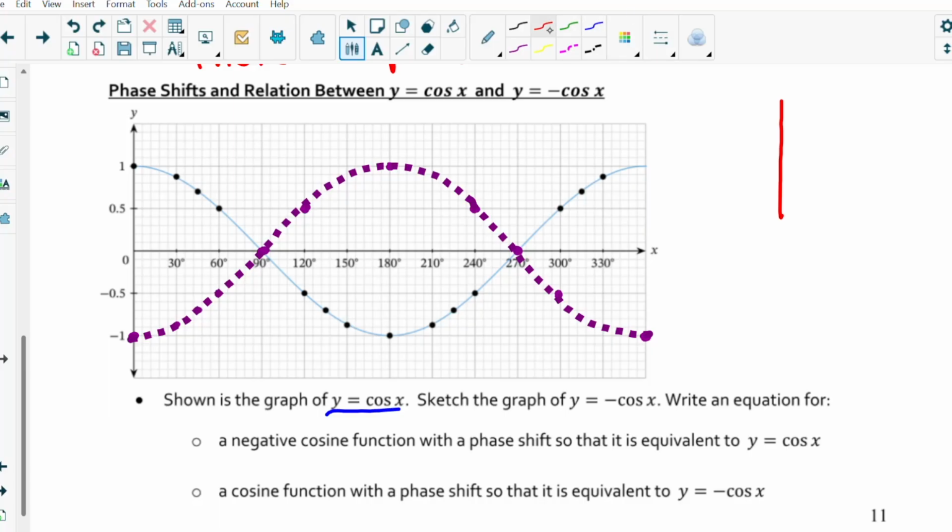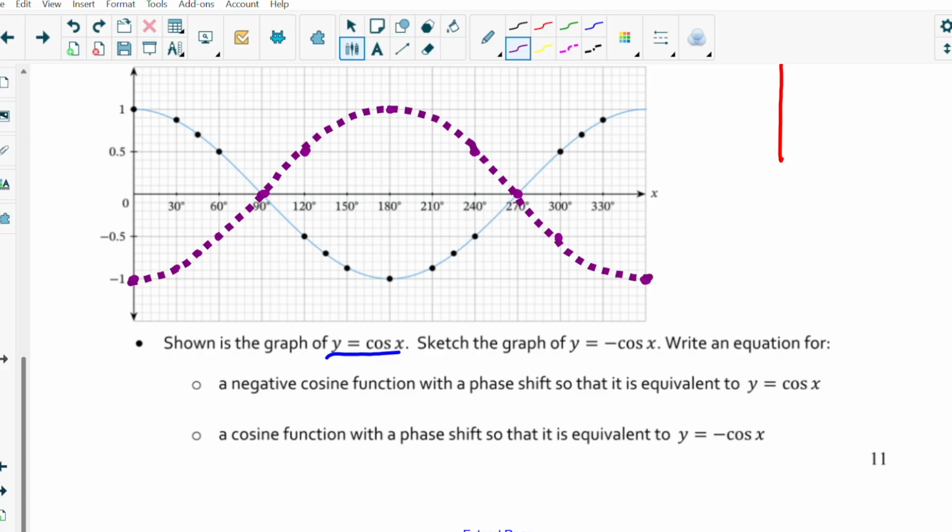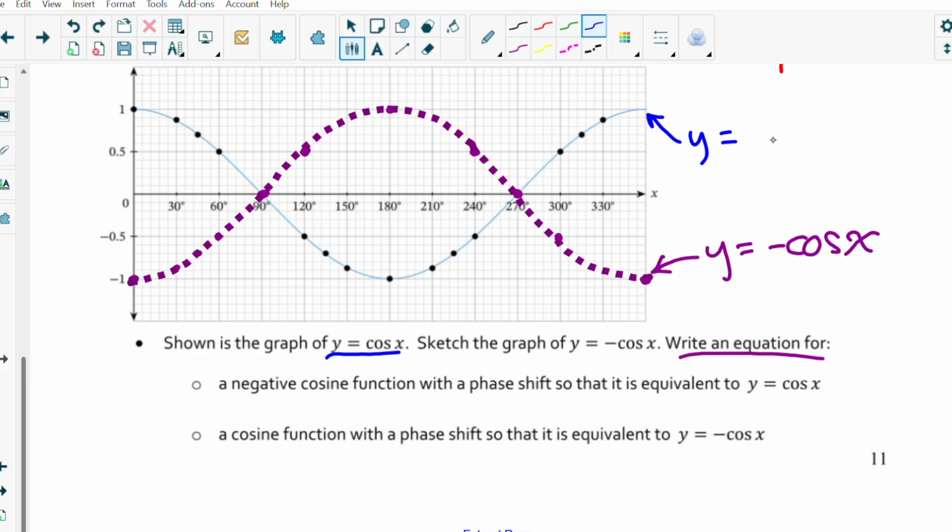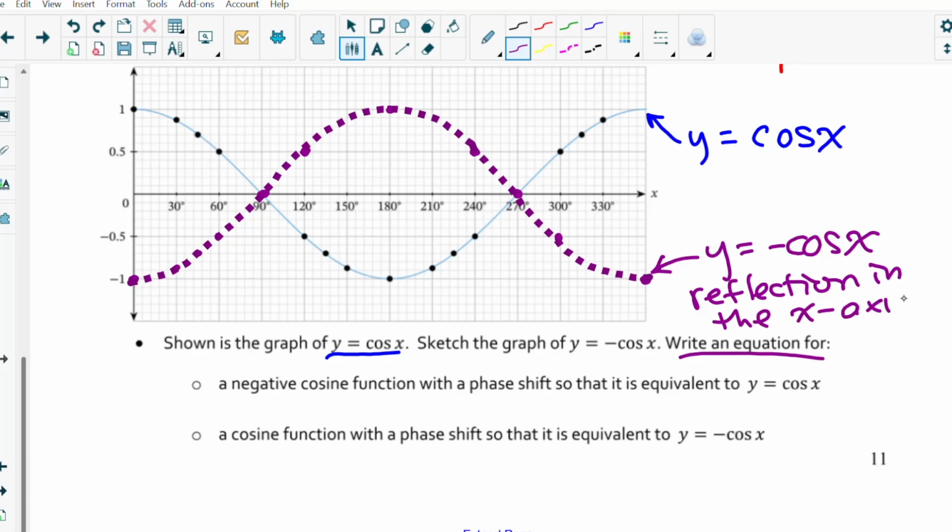Okay, let's do a little bit of analysis here. A negative cosine function with a phase shift so that it is equivalent. So write an equation. So we know this. First off, this is y equals negative cosine of x. This is y equals positive cosine of x. Okay. We know that the purple graph is a reflection in the x-axis.